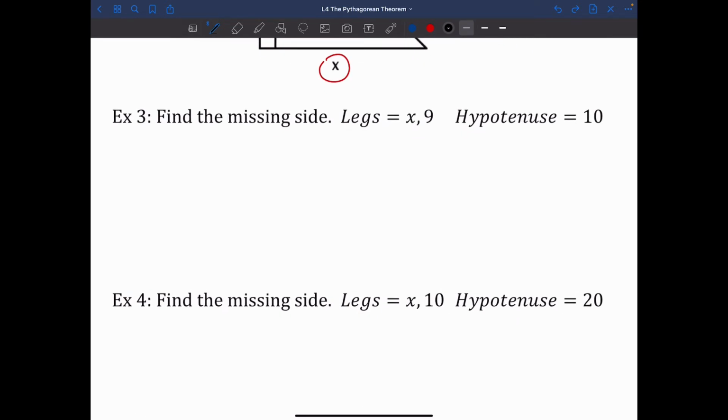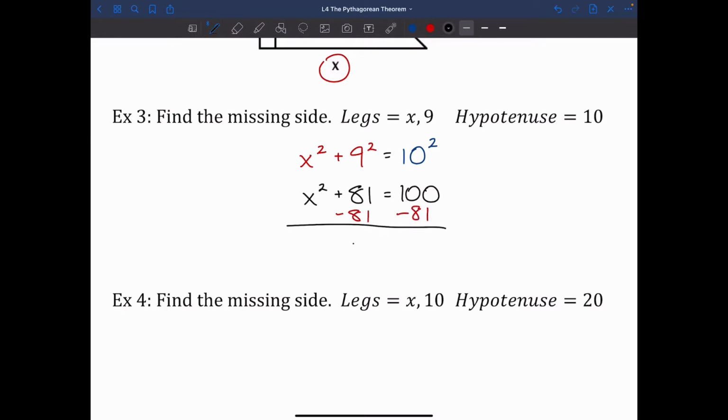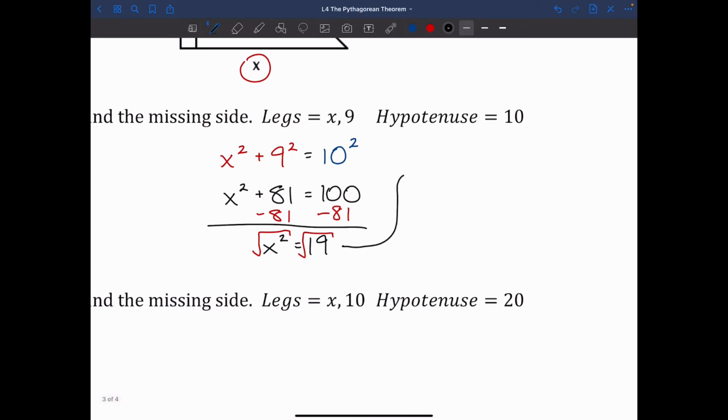So it's telling me that my legs are x and 9. My hypotenuse is 10. So I'm just going to set up the same way. x squared plus 9 squared equals the hypotenuse squared. Solving it out, it's going to look like this. We're going to get x squared plus 81, that's what 9 squared is, equals 100 on the other side. I need to move that 81 over. Because it was plus 81, I'm going to subtract 81. So x squared is going to equal 19. After that, we've got to do the square root to figure out what that is. I'm going to scooch mine over to the side because I kind of ran out of room.